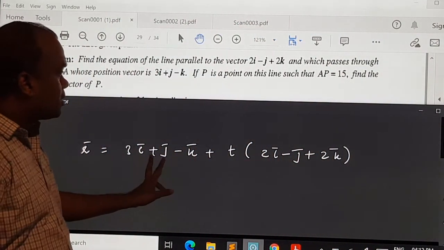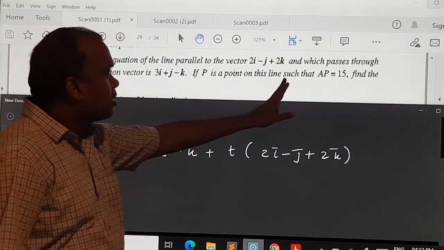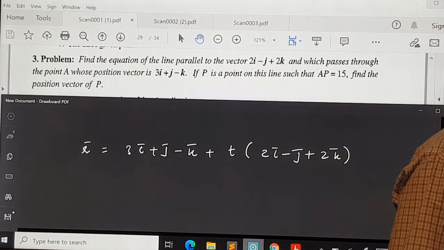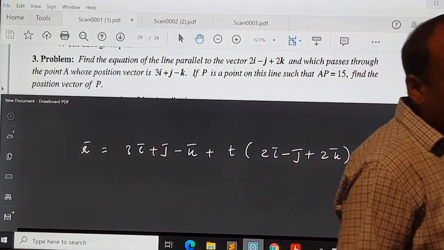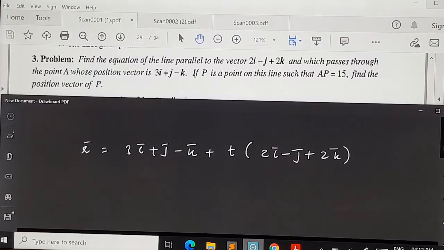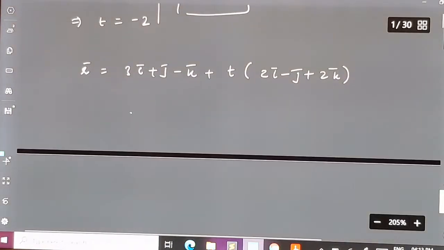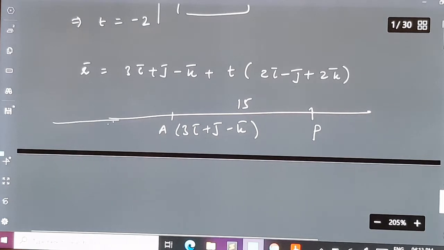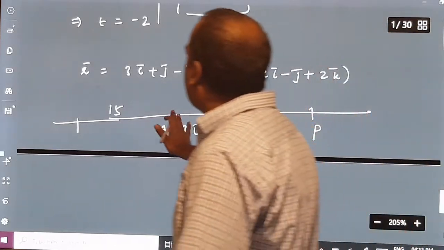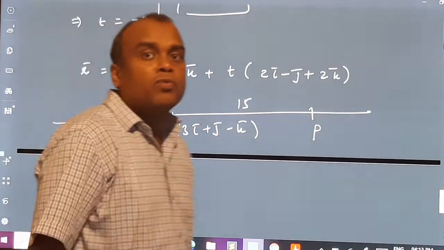Now, on this line we want a point P such that AP is equal to 15. The way he has given the solution is nice, but what did I tell you? If you want things like this, you see we have a line and on it we have this point A, that is 3I bar plus J bar minus K bar. Now you want a point that is at a distance of 15 units from A. So we know that we can find two such points, one to the right of A, one to the left of A, at a distance of 15 units.